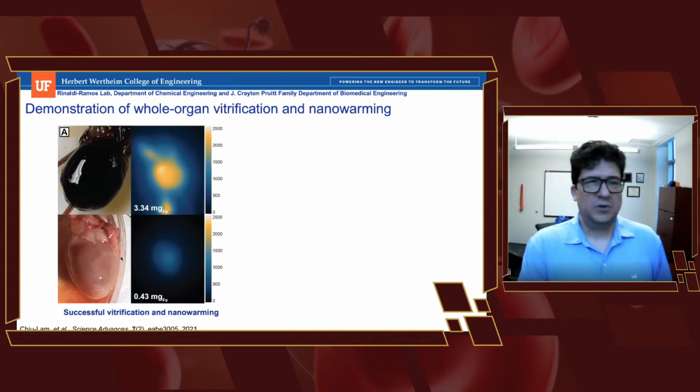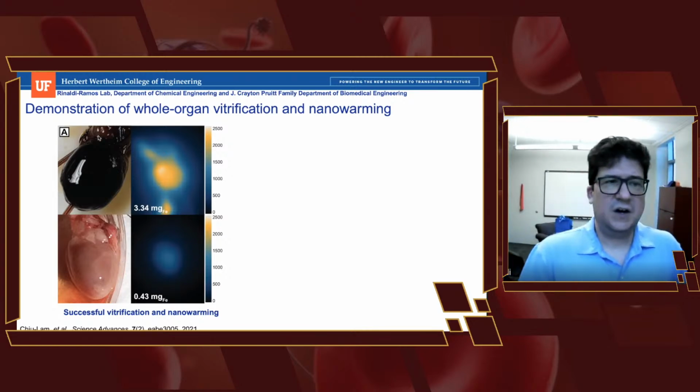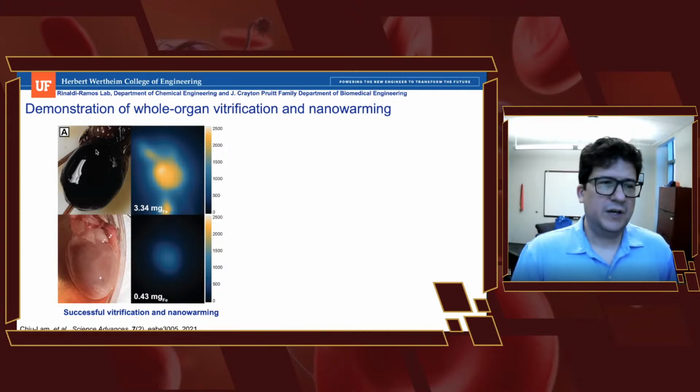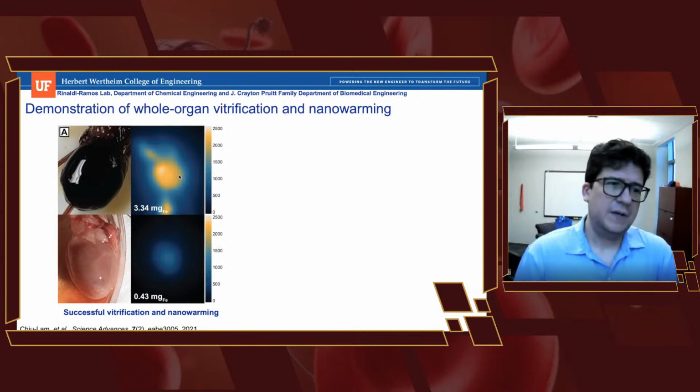And so here is an example of a successful vitrification and nanowarming. The top image is the heart loaded with the magnetic particles before being vitrified. This is the corresponding MPI. They're in different orientations. That's why they don't look the same. And this has about 3 milligrams of iron inside the heart.